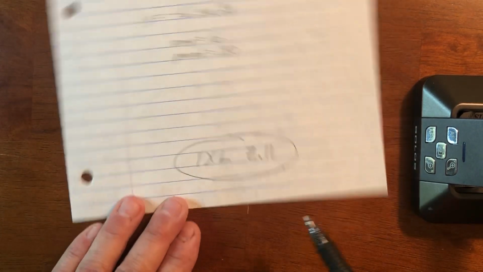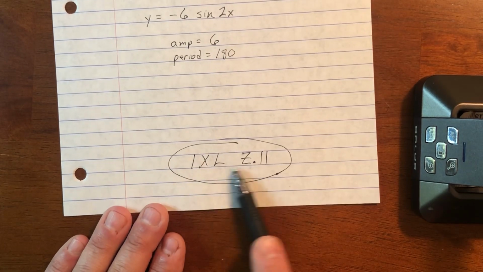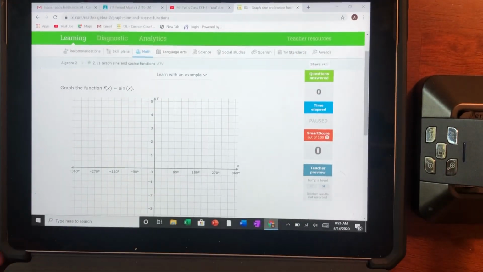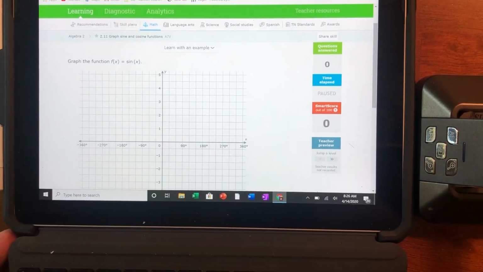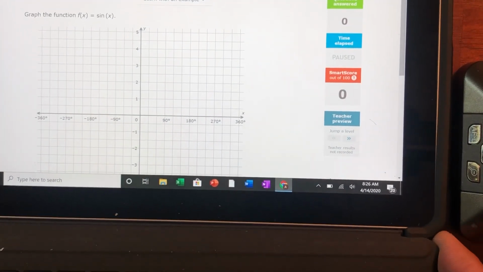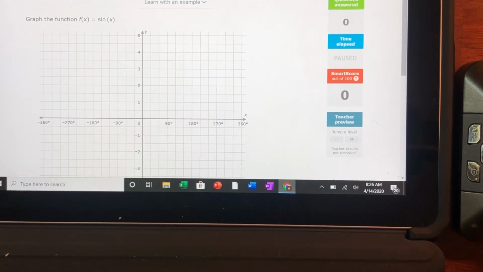So let's try some of these now on the IXL. I'm going to bring the computer over here. Let's go to IXL Z11 and let's just try some of these because I'm going to want you to try some on your own. But the computer does, I think, a pretty good job of showing how to do this. I'm going to zoom in on this just a little bit so you can see it a little better. But it says graph the function f of x equals sine x.